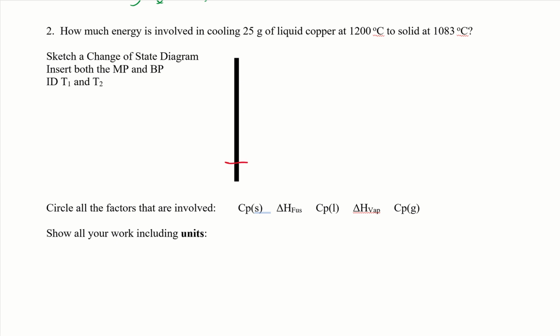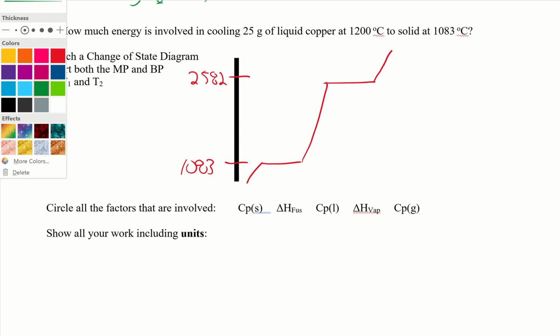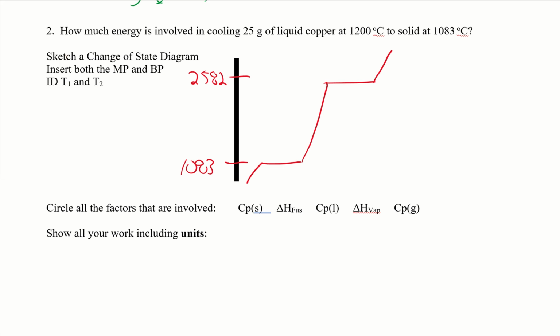Okay, so let's go ahead and label our melting point. Again, look on the previous chart. The melting point of copper is 1083, and the boiling point of copper is 2582. Okay, so let's draw our curve. Phase change always looks like that. Let's go ahead and label where we're starting and where we're ending. It says we are starting at 1200 degrees Celsius, liquid. 1200 degrees Celsius is maybe somewhere in there. And then solid, 1083.